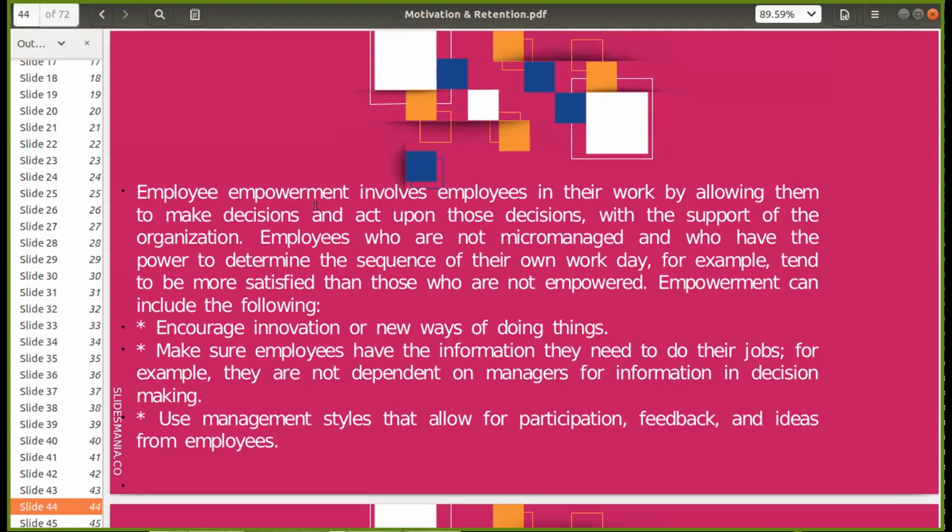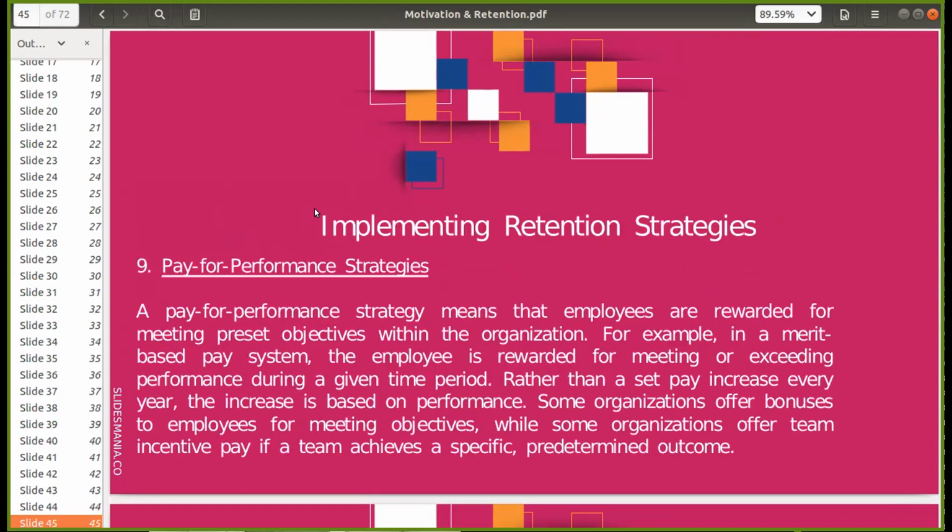Okay? So, empowerment can include the following. Encourage innovation or new ways of doing things. Diskarte mo yan. Sige, baka may bago kang input sa company na pwede natin magamit sa mga susunod. Make sure employees have the information they need to do their jobs. For example, they are not dependent on managers for information in decision-making. Binibigay na sa kanila yung mga kailangan nila. Then, use management styles that allow for participation, feedback, and ideas from employees.